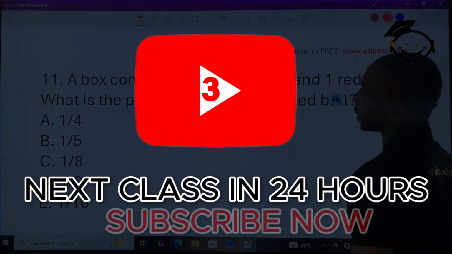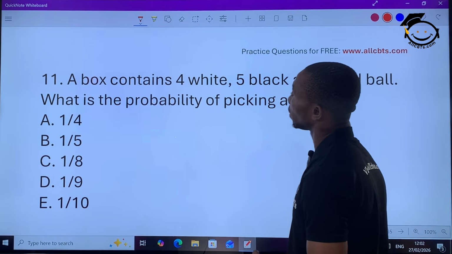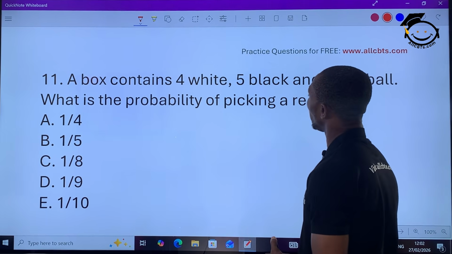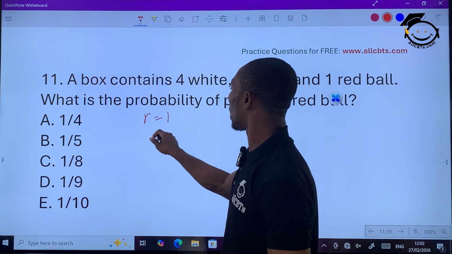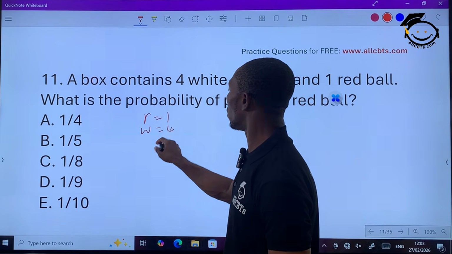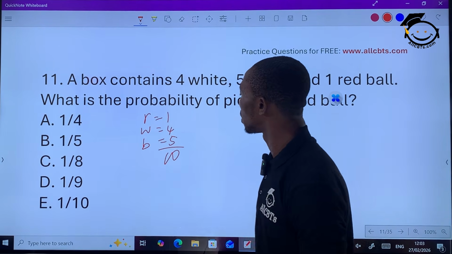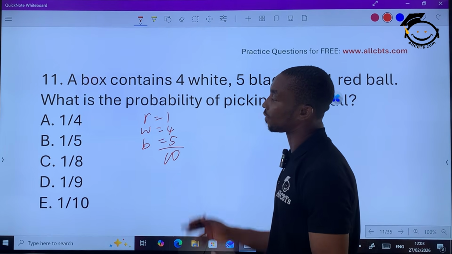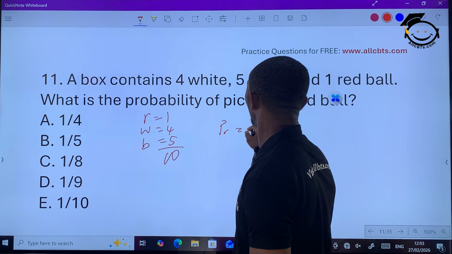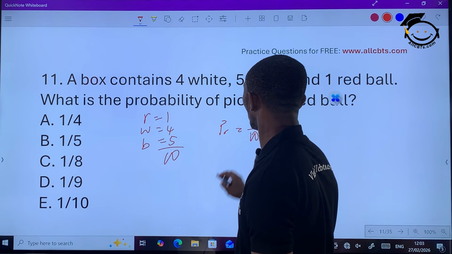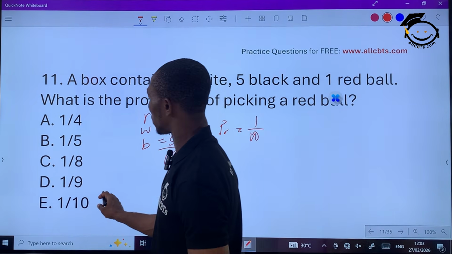A box contains 4 whites, 5 blacks, and 1 red ball. What is the probability of picking a red ball? Now, for red, we have 1, white, we have 4, and black, we have 5. So the total number of balls in the box is 10. And the probability of red would be the number of red over the total number of balls in the box, which would be 1 over 10.